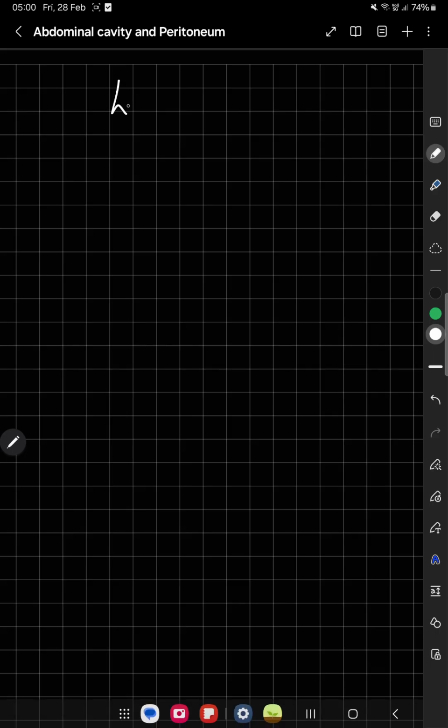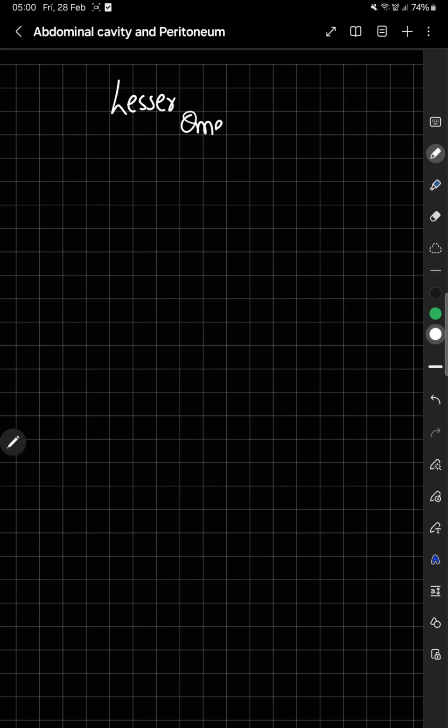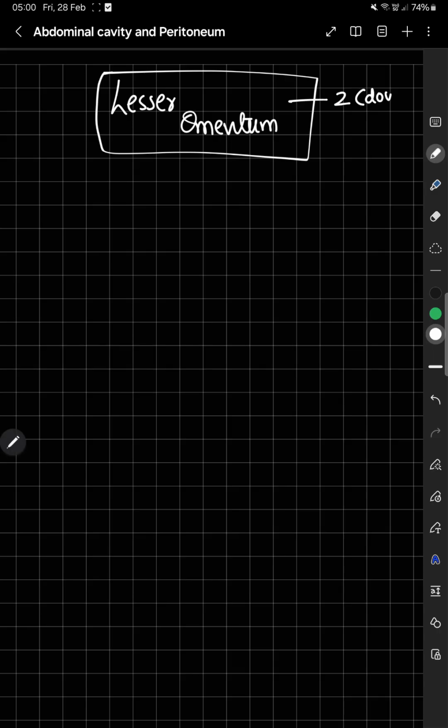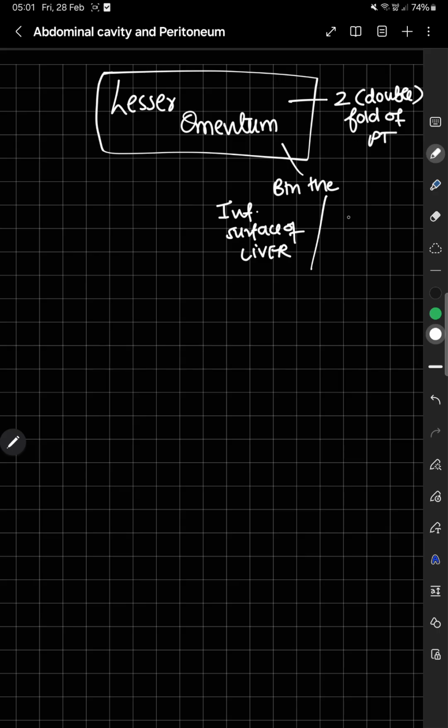Okay, coming back, we will be discussing lesser omentum right now. So this is basically present between the lesser curvature of stomach and the inferior surface of liver. First thing, it is a double-layered fold of peritoneum, unlike the greater omentum, and this is between the inferior surface of liver and the lesser curvature of stomach.